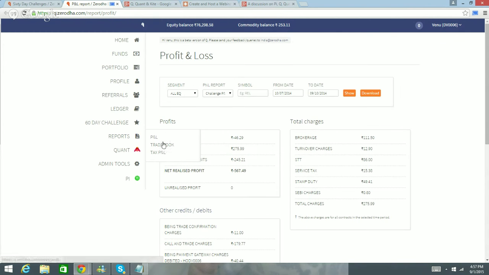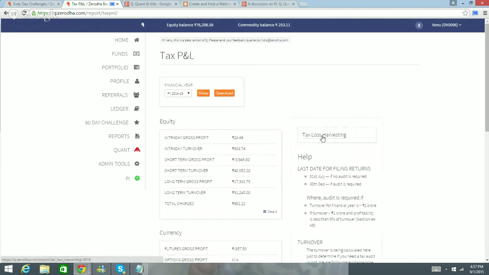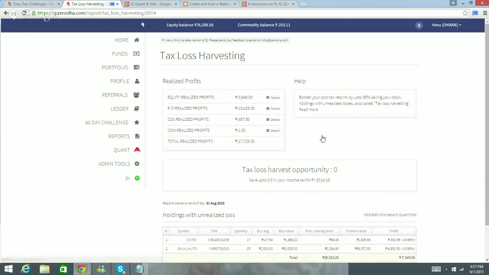If you come to tax P&L, we have something called tax loss harvesting. Bonus stripping is also actually part of tax loss harvesting. That means you are trying to figure out where you can book losses to reduce your taxes. Currently we don't show bonus issues here, but this is something that we're working on.